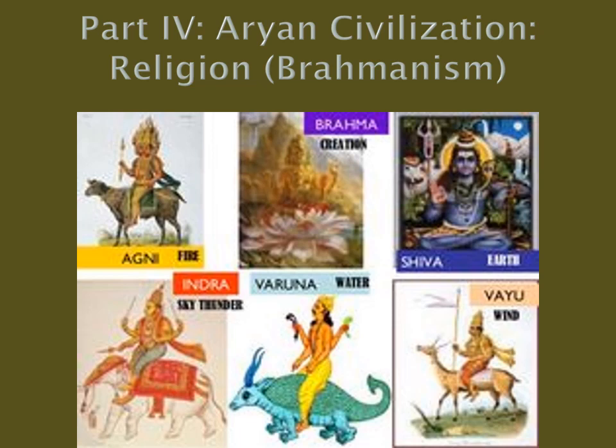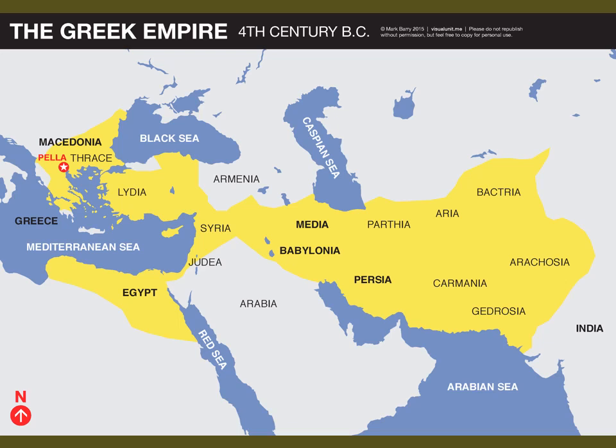So in this aspect, the fact that their religion is polytheistic with many gods, it is similar to the religion of the ancient Greeks. Around this period, the 4th century BC, to the west of India, we have the Greek Empire. The mighty, large Greek Empire, which you can see stretching from Greece on the west, Macedonia, all the way to the borders of India. Arachosia, Bactria, Gedrosia. So this is the Greek Empire.